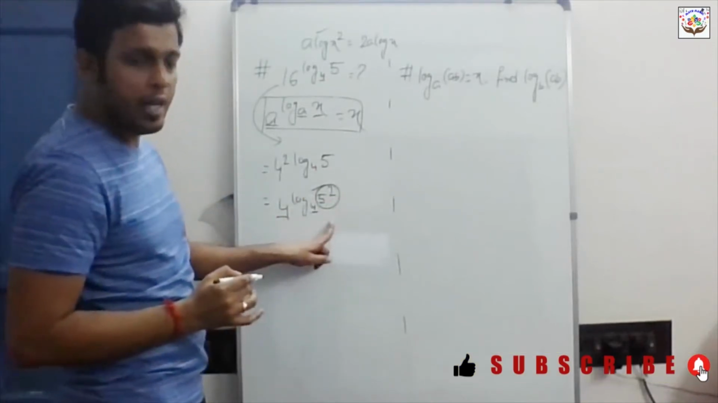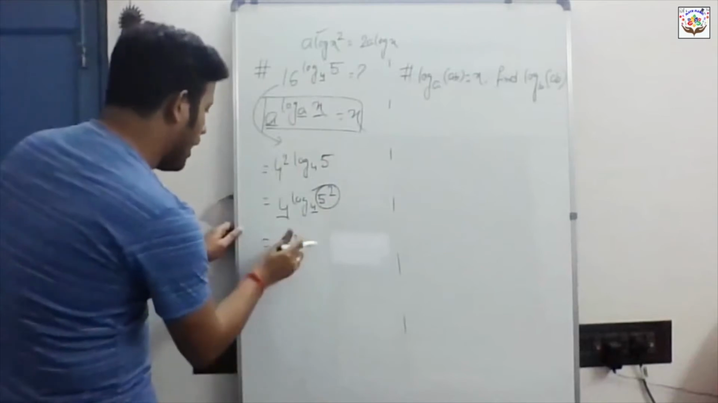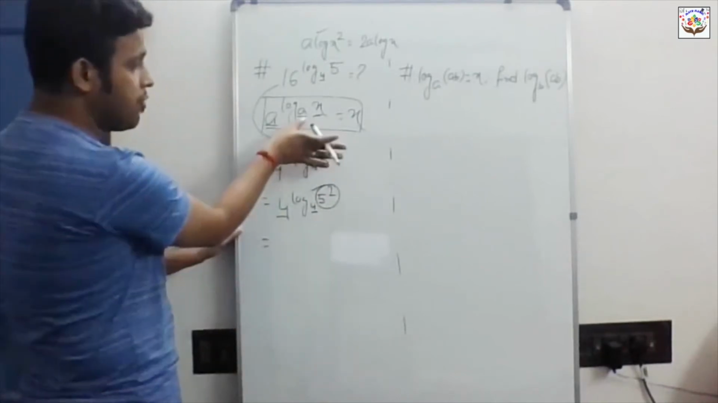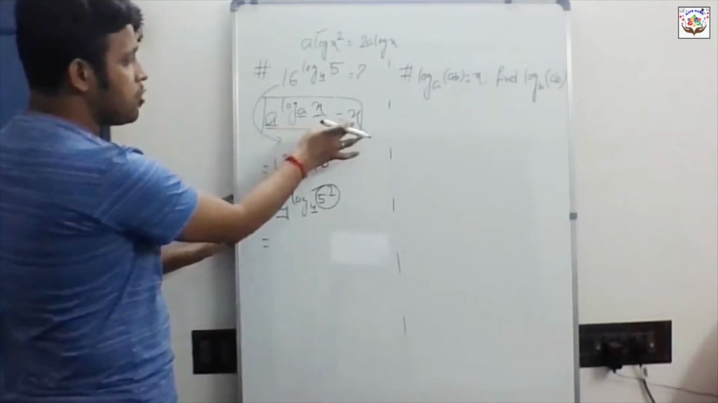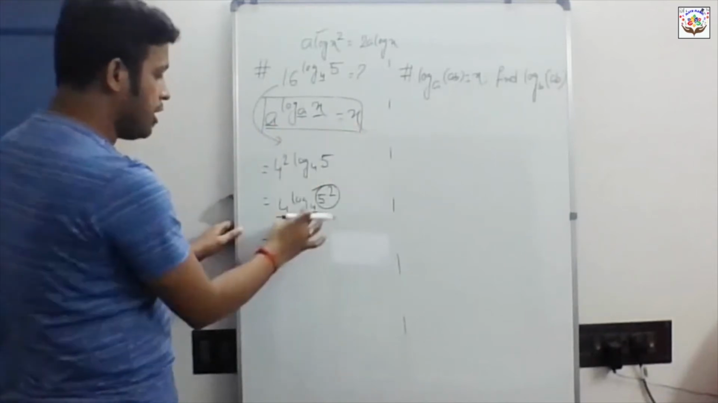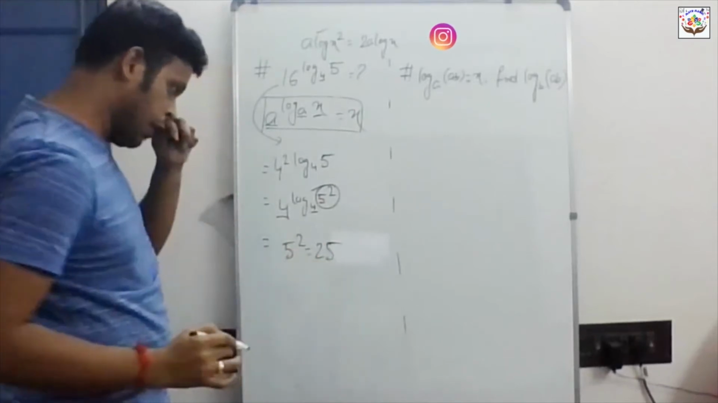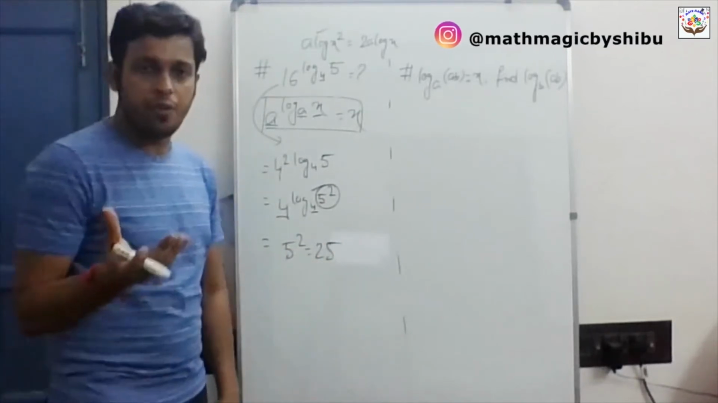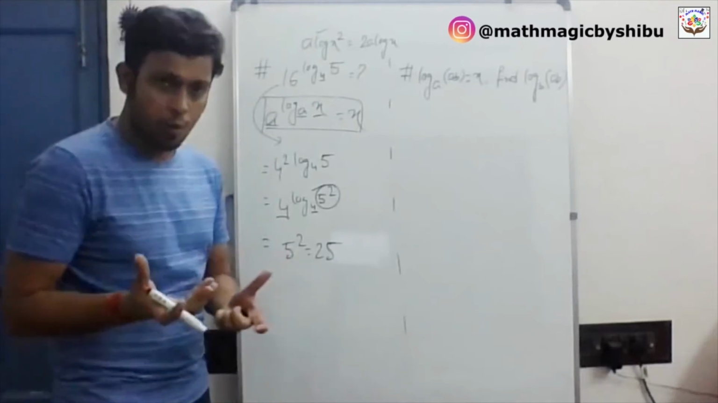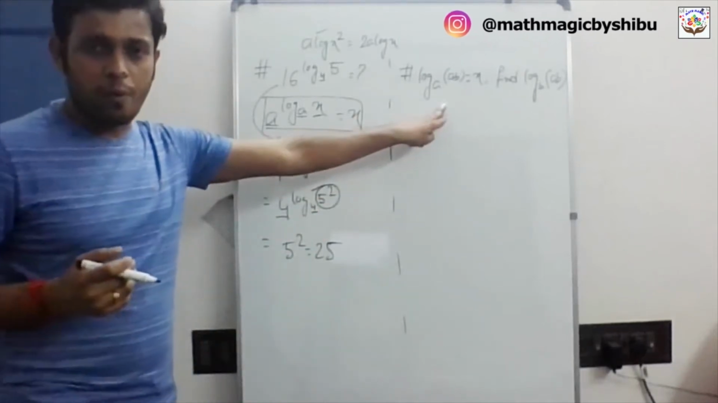This part is your x part. As the base and this part are the same, like the formula, so this equals only x. So this equals only 5 square, which equals 25. I hope it is clear. You can pause the video if you are having any kind of problem. Now let's solve this problem very quickly.